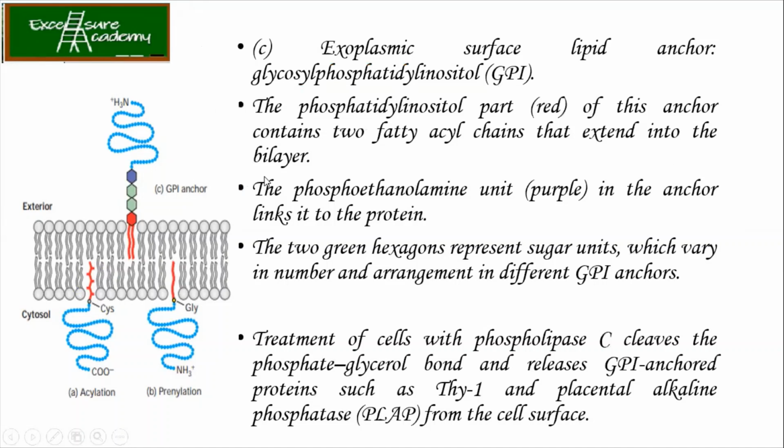Then the last one is GPI. Among all the lipid anchor proteins, your GPI anchor plays the important role. GPI stands for glycosyl phosphatidyl inositol. The phosphatidyl inositol part is this portion. It anchors 2 lipids. Can you see over here, 2 lipids are there. Till now it was only a single lipid, but in the case of GPI, it has 2 lipids.